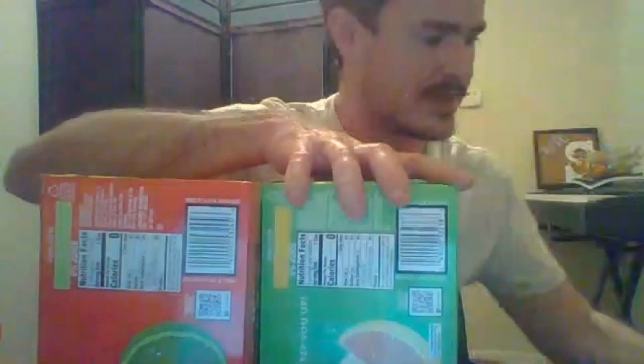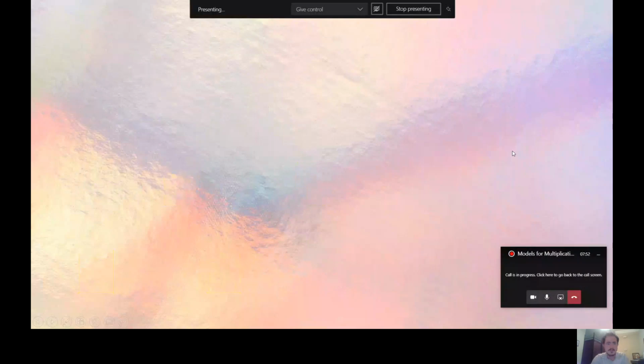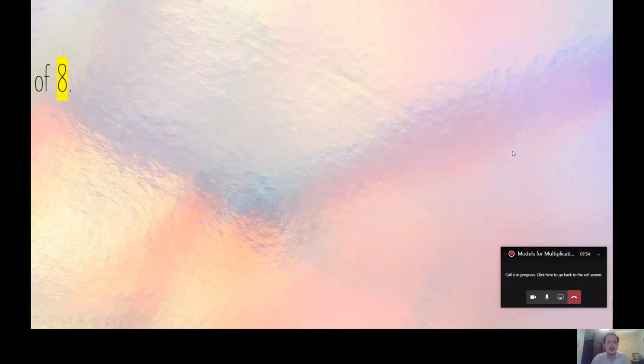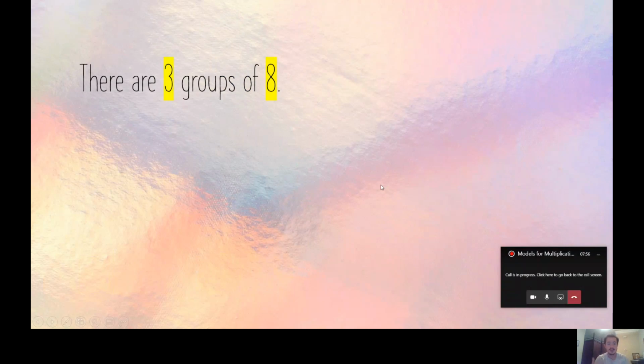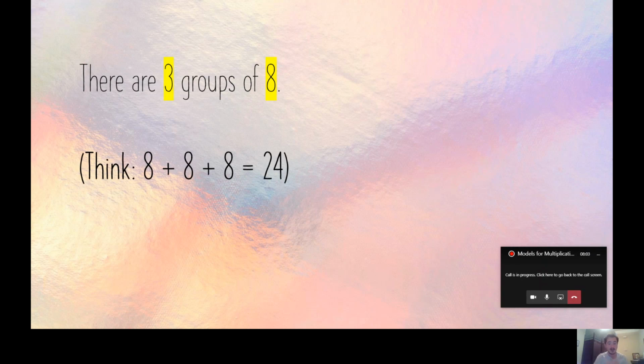So what do I have to do to find out how many cans there are all together? I have 8 cans in each box, and there are 3 boxes. What do I have to do to find out how many cans there are all together? Well, I can say there are 3 groups of 8. There are 3 boxes with 8 cans. So now in my head or on paper, I have to think 8 plus 8 plus 8.